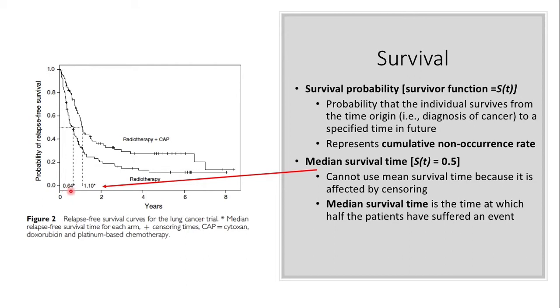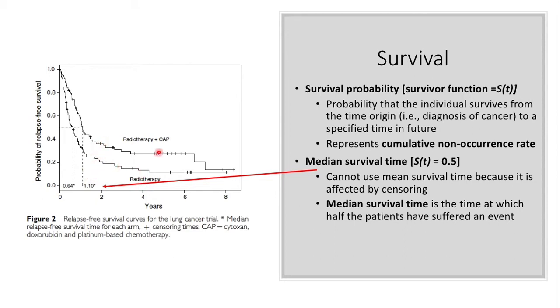But if we get down here, with radiotherapy, it's showing that the median survival time was 0.64. This is the probability over here, so it's 0 to 1, so that's the probability of survival. Here is time on this axis. So the median survival was 0.64 years with radiotherapy.